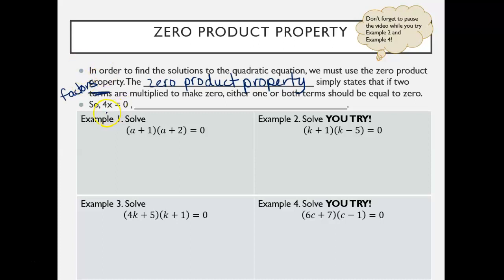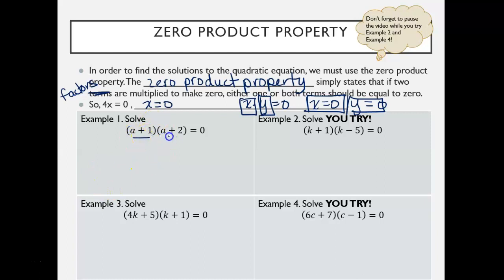So if I know that 4 times x equals 0, then I know that x has to equal 0. If I have x times y equal to 0, I know that if x was 0, the whole thing would be 0, and I know if y was 0, the whole thing would be 0. So I want you to notice that I was able to split this up into two separate problems. I had two things multiplied to give me 0, and so I split it up into two problems. That's what we are going to be doing today.